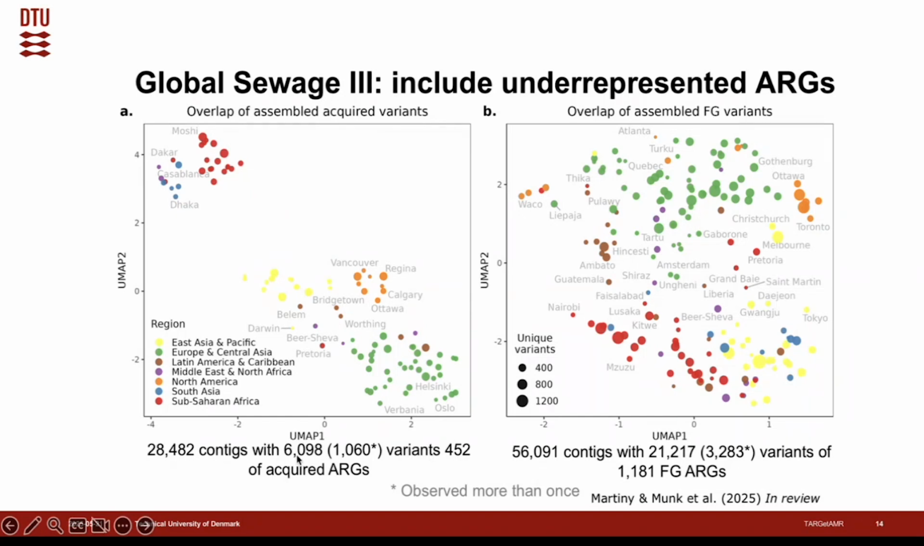There were quite a lot of SNP variants in there, a little bit more than 6,000 SNP variants of 452 acquired genes. Whereas we saw for the FD variants, they were present in twice the amount of contexts, had a lot more variants, and in general, we were just finding a lot more of them. But once we look at, okay, if we compare the city sewage systems, what are they sharing? We did a UMAP clustering, and we can again see that regionality is much more prevalent in the acquired variants observed in the sewage set.